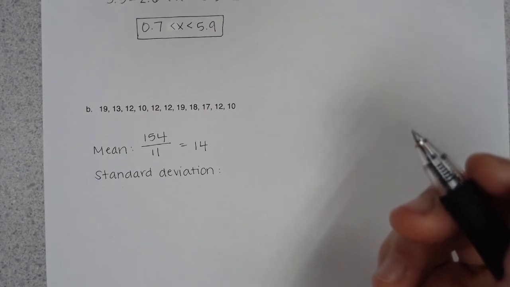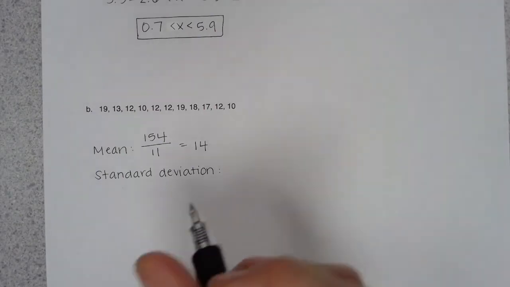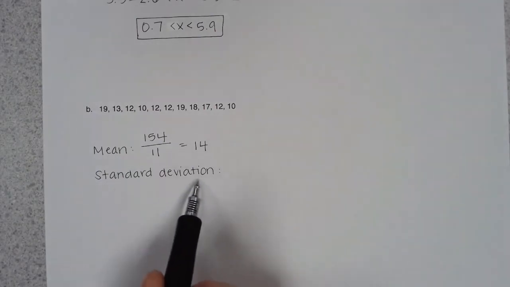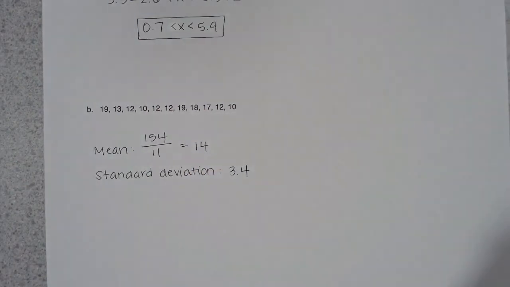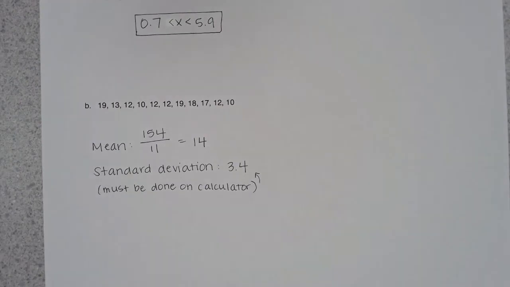And then remember, to figure out the standard deviation, this must be done on the calculator. So you'll use the link that your teacher provided to you for that online calculator. For this one, for the standard deviation, you get 3.4. Once you have the mean calculated, and once you've used the online calculator to figure out your standard deviation, now you're ready to answer the question.